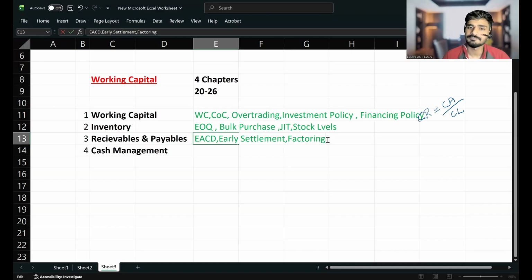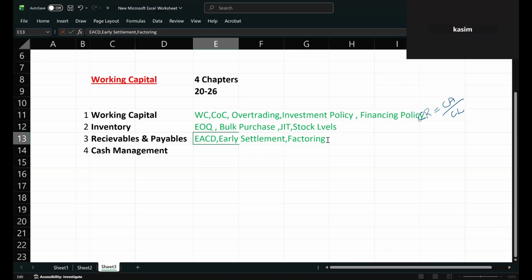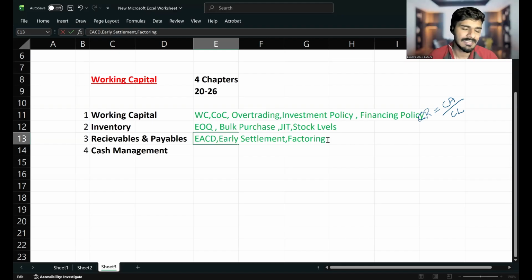Then the company's reputation. Yes, it will affect the company's reputation. At times, when a company is outsourcing its receivable management to a third party, the other party will feel like, oh, this company doesn't have proper receivable management. They're outsourcing everything to other companies. So this company is not good. Investors will think like that. So it will affect the company's reputation.